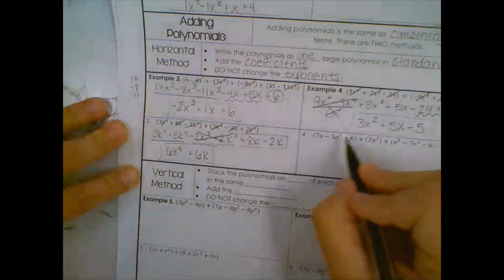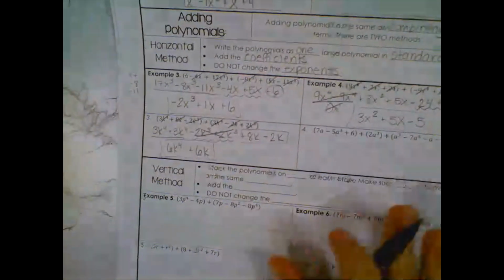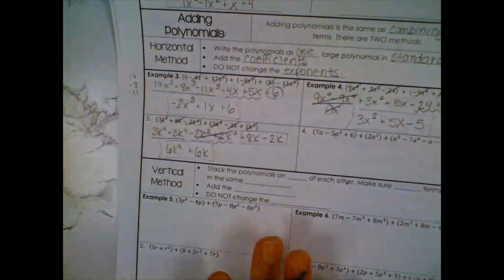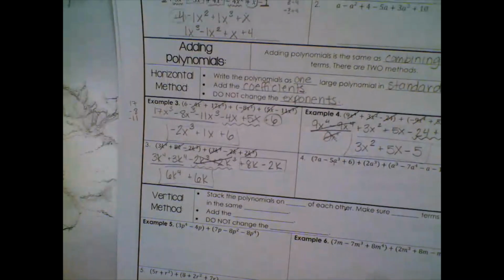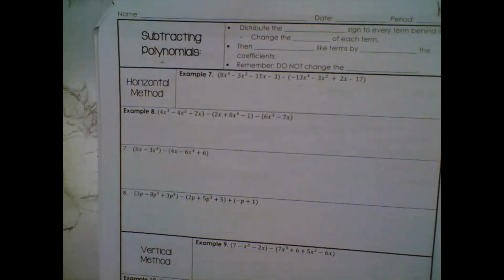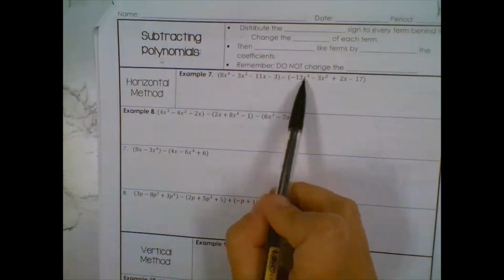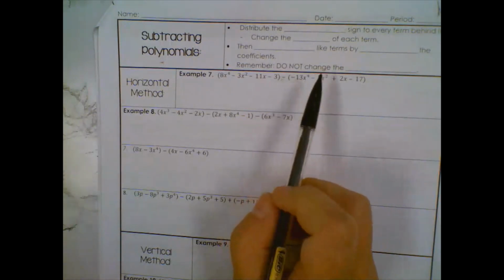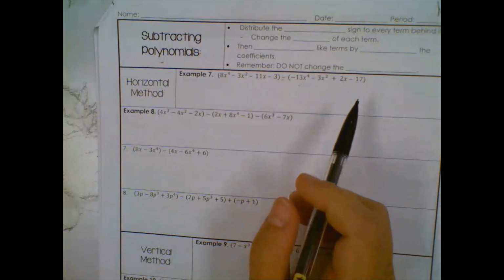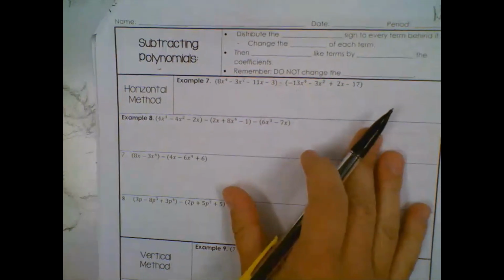So we're going to save number 4 for class, and we're going to save vertical method for class as well. So we are done with adding, and we are going to flip over to subtraction. Subtraction is a little bit different. If you look between the symbols, we see a negative right here, so that's how we know it's subtraction. And we just have one extra step before we combine like terms.